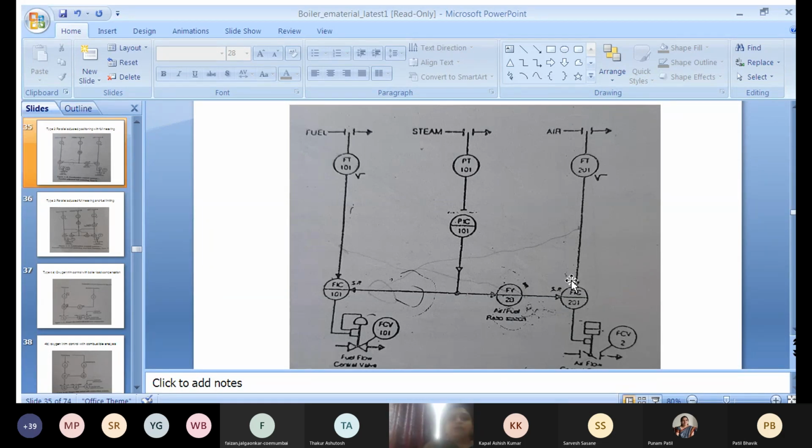Here, the set point for both the controllers is generated by using the steam demand. Steam demand will change the streamline pressure. Streamline pressure is measured with the help of PT101. This PT101 will give the signal to PIC101, and PIC101, after comparing it with the manual set point, generates the actuating signal which acts as a set point for both the controllers.